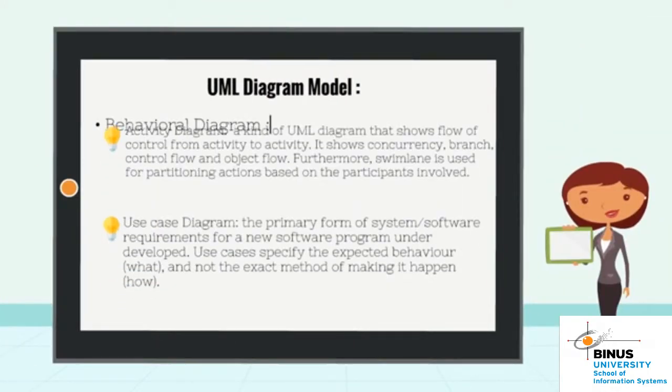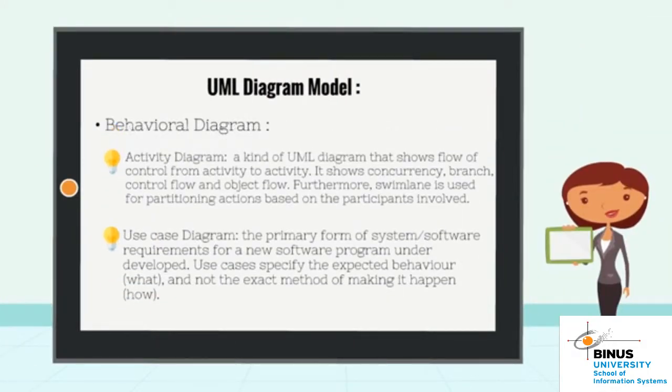The second type of UML is behavioral diagram. First, activity diagram shows flow of control from activity to activity. Second, use case diagram is the primary form of system or software requirements for a new software program under development.